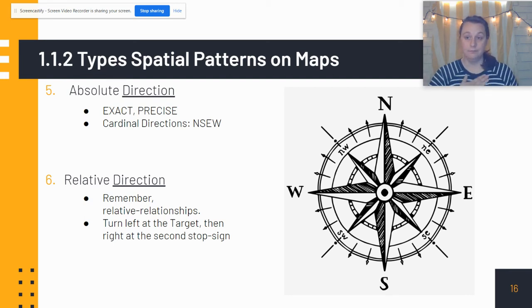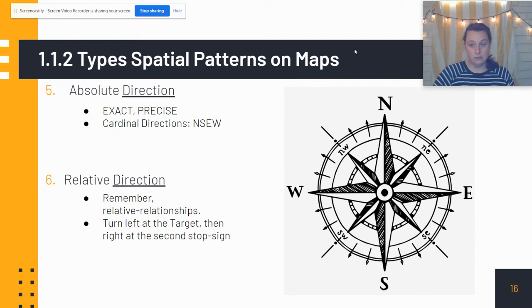For example, let's say I'm trying to give you directions somewhere. Okay. And I tell you to turn left at the target and then go right at the second stop sign. That's relative direction, right? Because you know where the target's located, you can count the stop signs. That's different than me saying, I need you to go 2 miles north and then turn left and go 3 miles east, right? So those are the differences between absolute direction and relative direction.